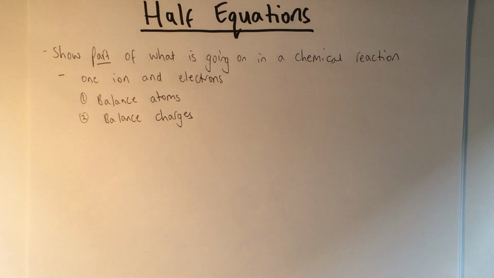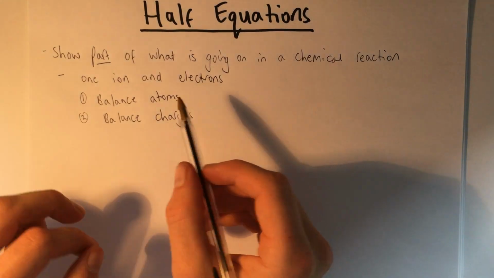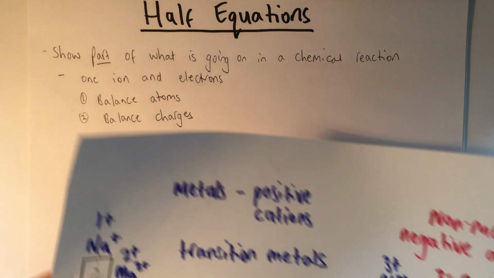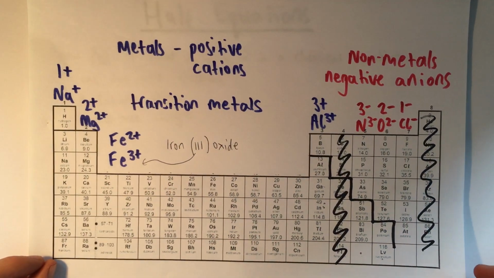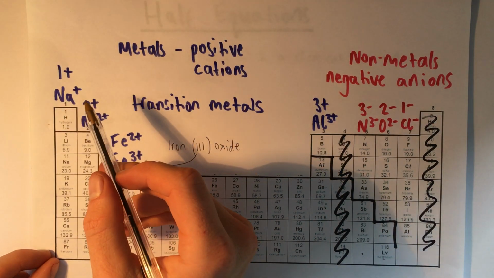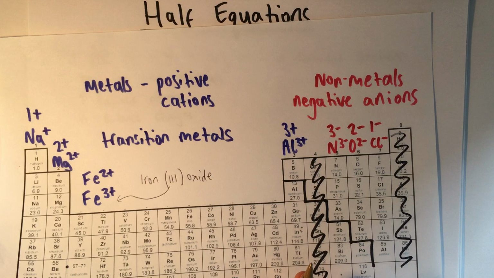And the key difference is half equations just show part of what's going on in a chemical reaction. They'll focus on one ion and show electrons. So you will also need to be familiar with ions, how we use the periodic table to find the charges of an ion, and I've made a separate video on that as well.